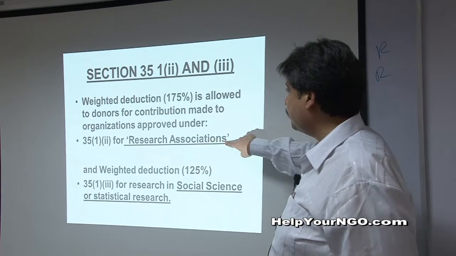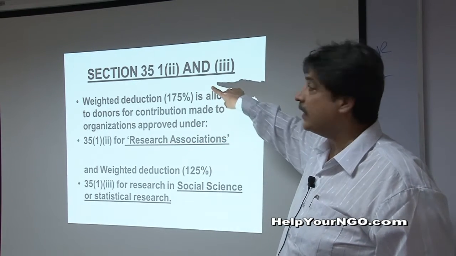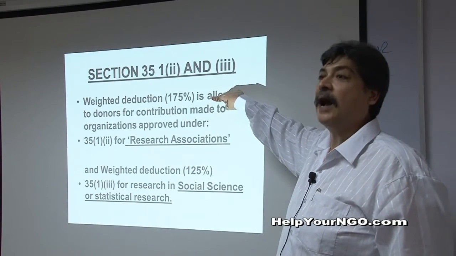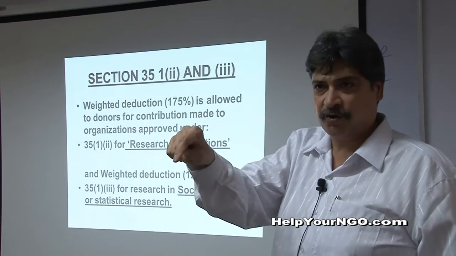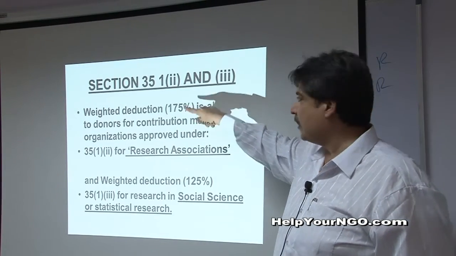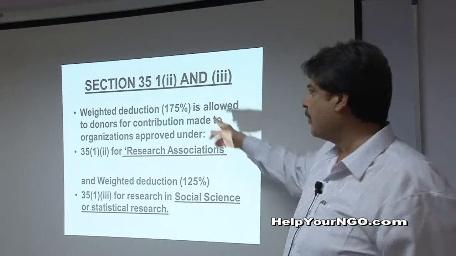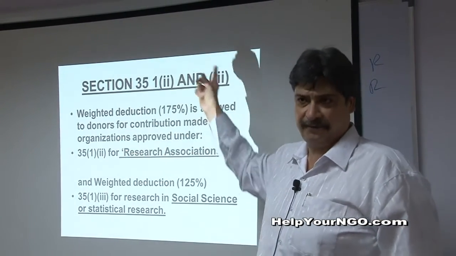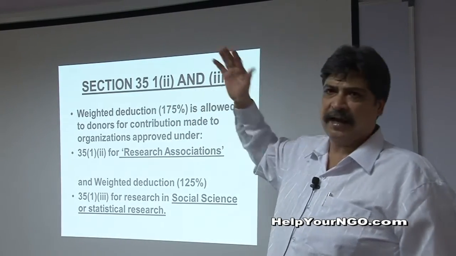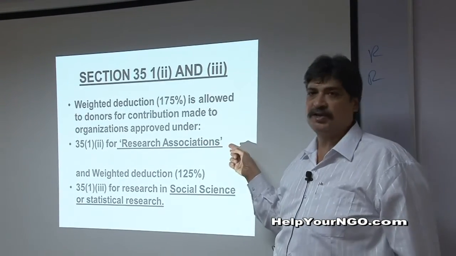There are yet 2 other deductions which are unprecedented anywhere in the world, where if you are a research association under 35(1)(ii), the donor gets a 175% deduction. Not 100, so he gives a lakh of rupees to you, he writes off 1,75,000. Classic examples are in Bombay, the Foundation for Medical Research, BIF, which is a well-known organization based out of Pune. These are some of the cases where there is a research association.